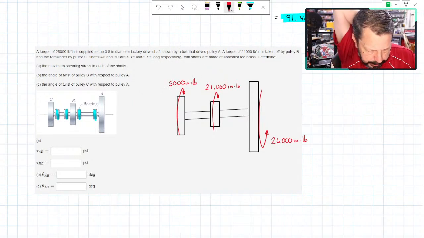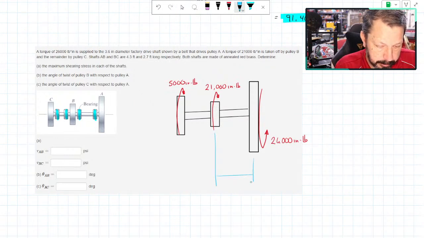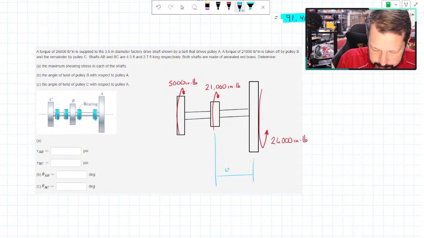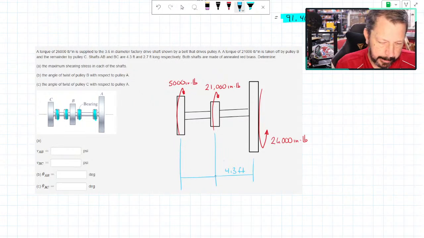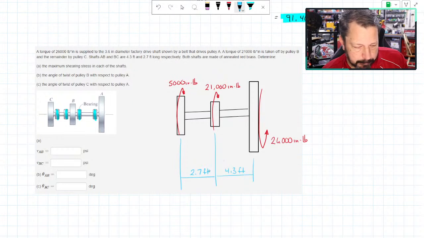Shafts AB and BC, okay, it gives us some dimensions here. AB is this one, and for my dimensions it says 4.3 feet. So this is a big machine. And the other one is 2.7 feet. Both shafts are made of annealed red brass. I don't know why you'd have red brass at this size, but that's what we have. We're not going to do the shear stress. We're going to do the angle of twist because that's the new thing.